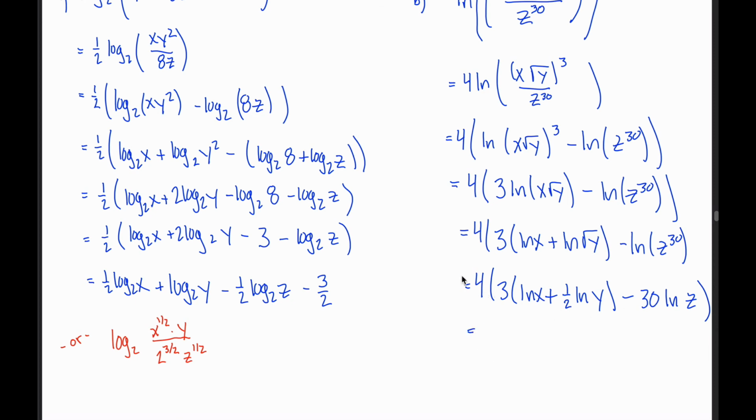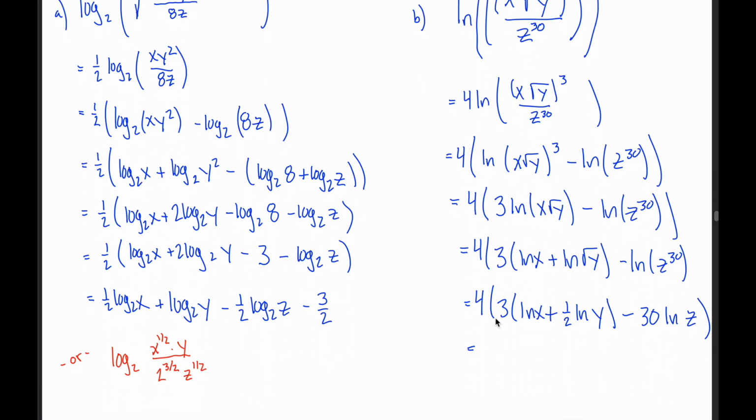However, it's not quite in the form that the problem suggested the answers look. So I guess I should get rid of some parentheses. I think it's easier to work from the inside out, so let's get rid of these parentheses first. Let's take the 3 and distribute it to these 2 terms. So I got 3 times the natural log of x plus 3/2 times the natural log of y minus 30 times the natural log of z. Note that that 3 did not hit this 30. It's only hitting these parentheses here.